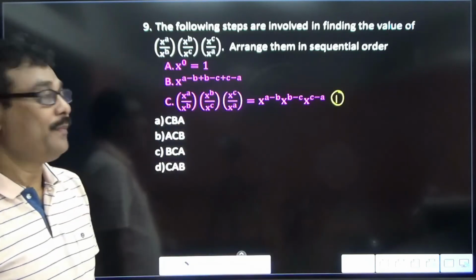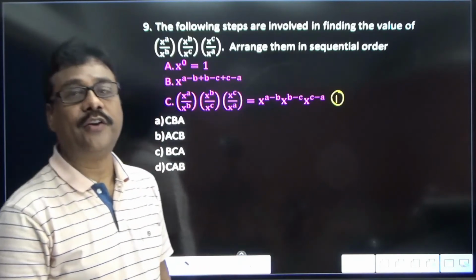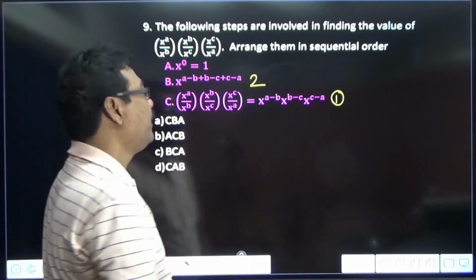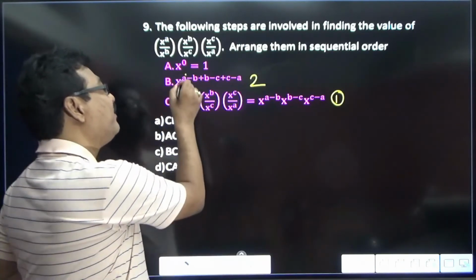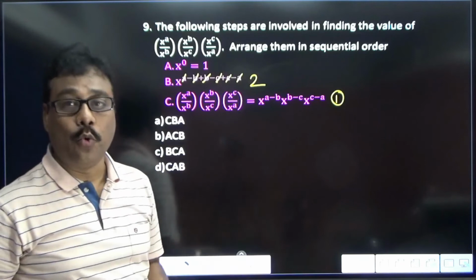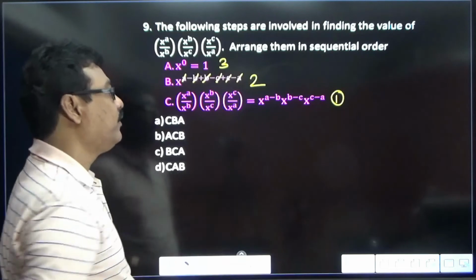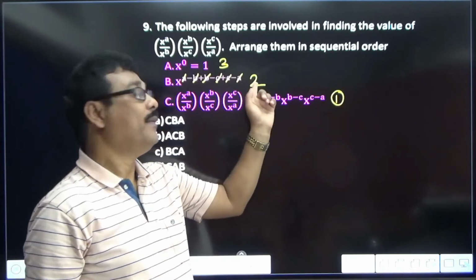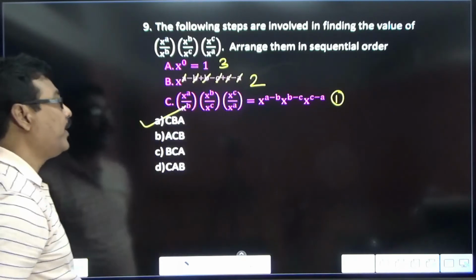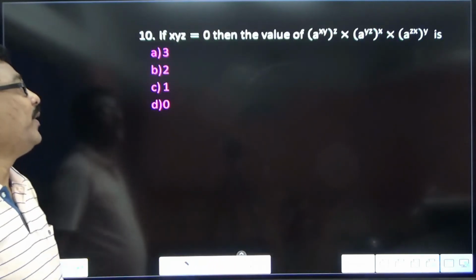Okay. Next step, because the bases are the same, the powers have to be added. So let us see where it is. It is here. So this is the second step. Now the power a gets cancelled, b gets cancelled, c gets cancelled. So I should get a 0. x to the power 0, what should I get? That is present here. So this is 3. That means C B A. C B A is my answer. C B A is in option number A, so that is my answer. Got it now? Okay.